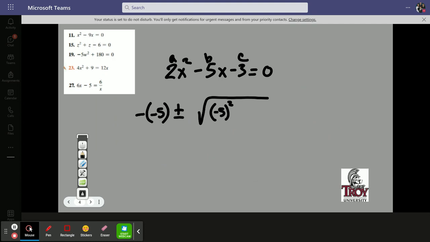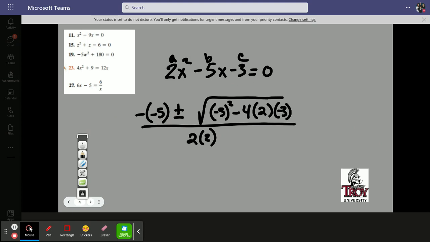Okay, minus. What's my A? That's 2. And my C is negative 3. All over 2A. 2, and what is A? 2. All right, filled in my numbers. All I did was take the numbers off of this equation and plug it in.